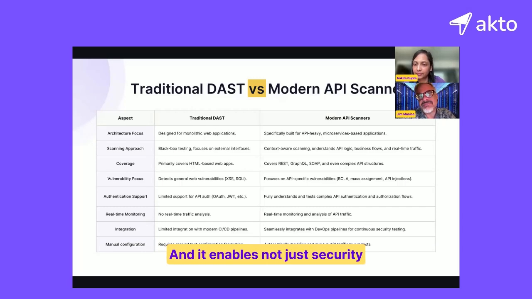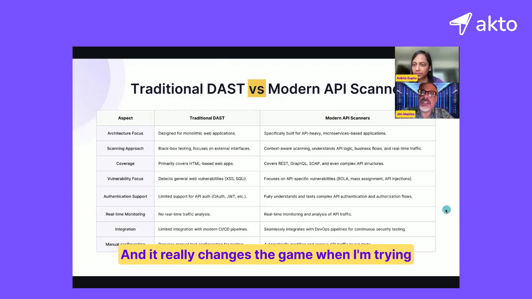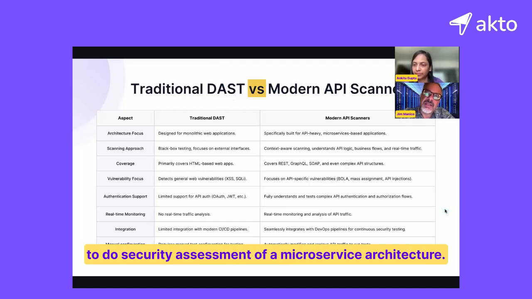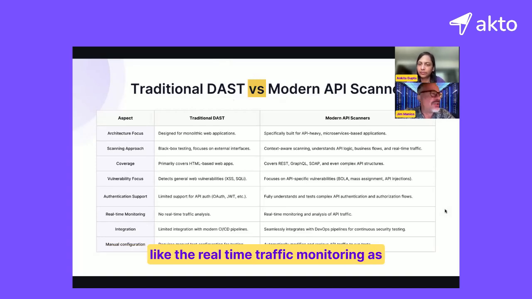And it enables not just security assessment, but it gives me visibility for other areas of application security. This is really exciting. I've only seen different companies providing this kind of capability in the last couple of years. And it really changes the game when I'm trying to do security assessment of a microservice architecture. So that for me is it. The real-time traffic monitoring as part of the assessment process is amazing. Yeah, it actually changes the game, the real-time monitoring, but that is the exact thing a DAST is lacking.